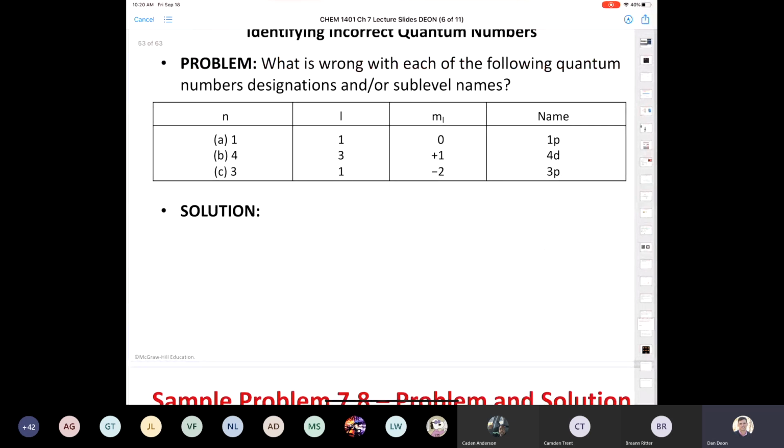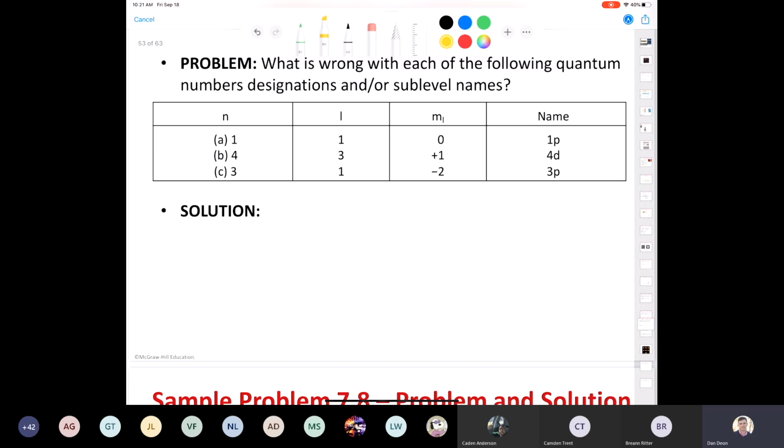Hey, this is a good question. Here's an old chestnut, a classic from the ACS final. It says, problem: what is wrong with each of the following quantum numbers? Could anybody tell me what's wrong with A? I'll just throw it out there to my students. There's a problem with these quantum numbers.